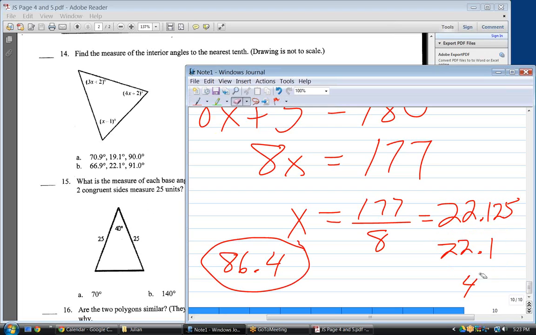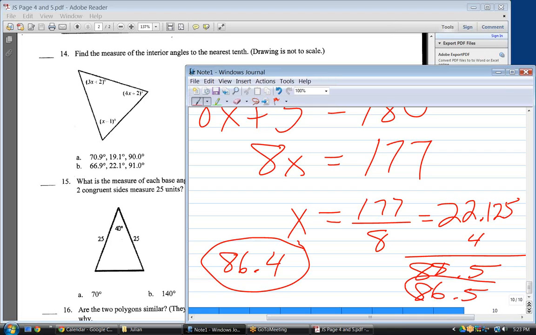However, notice that if I don't round it off, and I leave it to more places, and I multiply this by 4, I get 88.5. Now I subtract 2 and I get 86.5. Which is the correct answer, 86.5 or 86.4? This is the more accurate one, because I used more places.